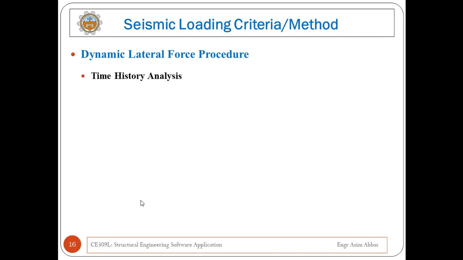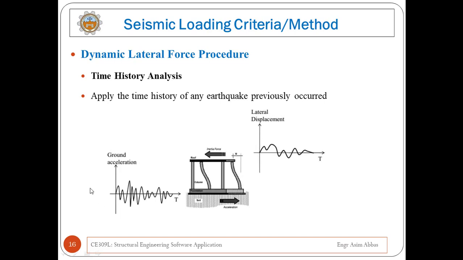Okay, one procedure in the dynamic lateral load is time history analysis. In this analysis, the time history of any earthquake that occurred previously is applied to a building. For example, if this is the time history of a previously occurred earthquake, when this kind of time history is applied to a certain building, we obtain this response, lateral displacement versus time, right? So the structure response will be in the form of displacement or acceleration at any instant of time. And usually design is performed for the maximum response of the structure.